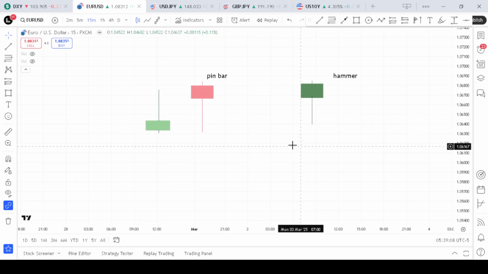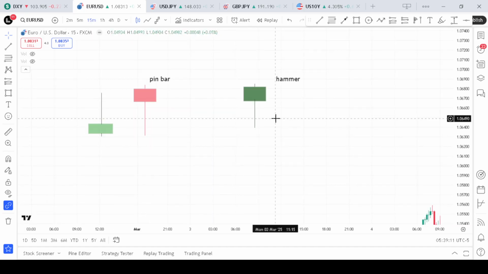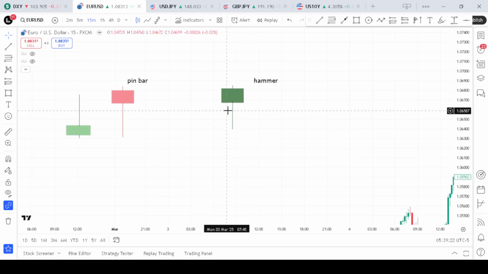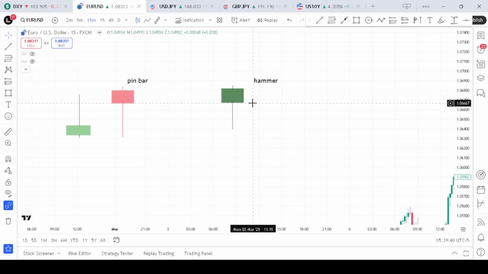The hammer, also known as the bullish bouncer, is a specific type of pin bar that forms during a downtrend. It has a small body at the top of the candlestick and a long lower shadow, at least twice the length of the body. So this is an example of a hammer. The hammer indicates sellers initially drove the price down, but buyers stepped in and pushed the price up, closing near the high of its period. This is an example of a hammer.